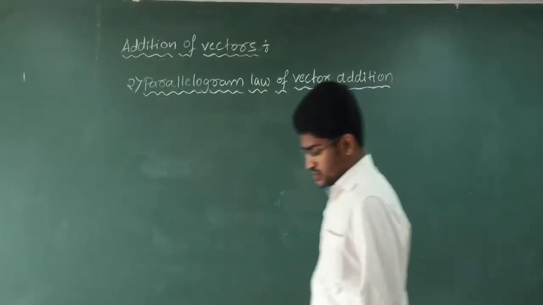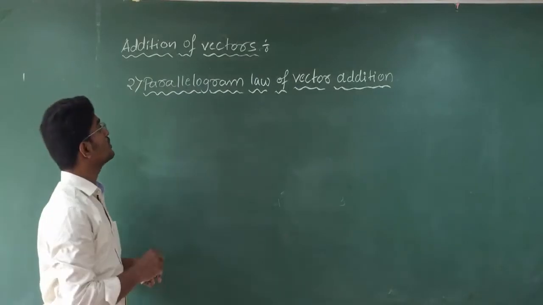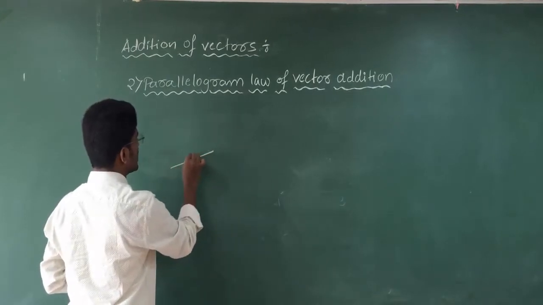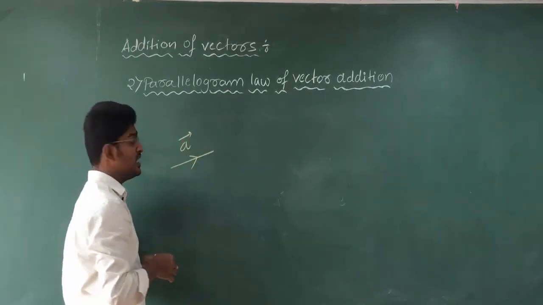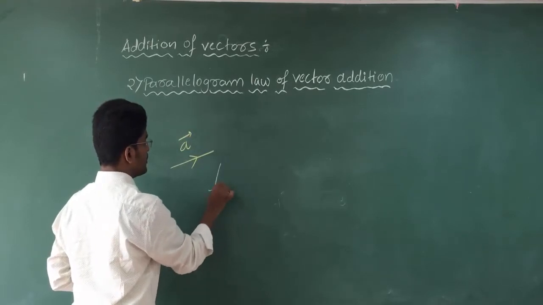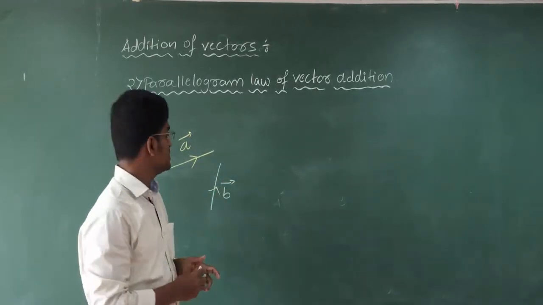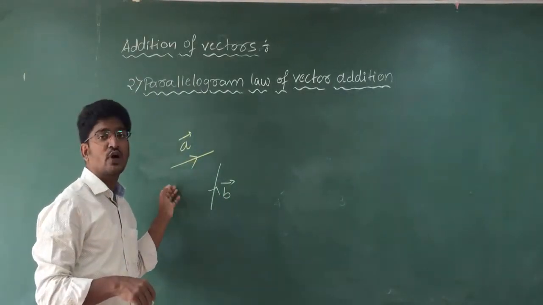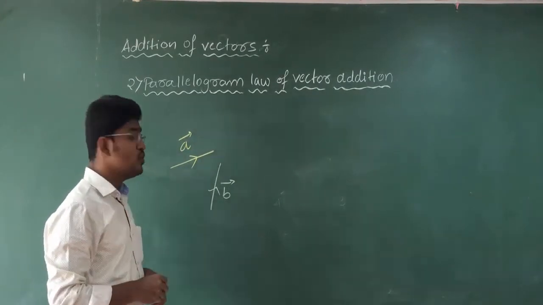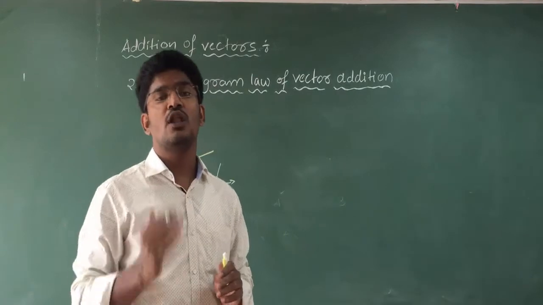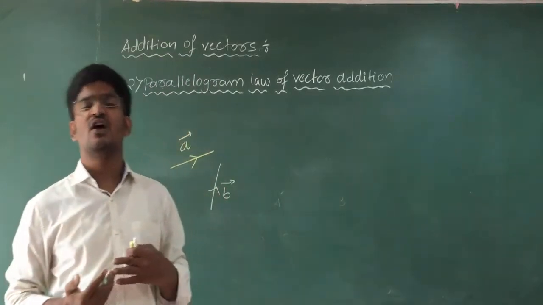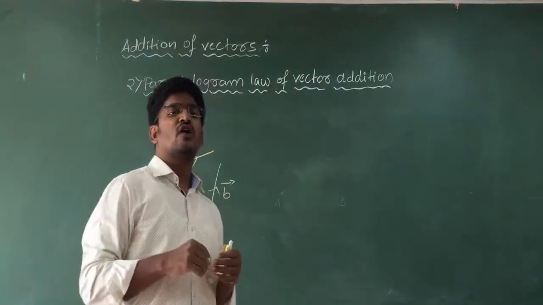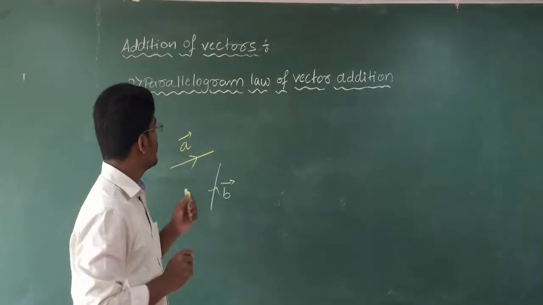Okay students, so now let us move to the parallelogram law of vector addition. So here again you have two vectors, vector A and vector B. Now I want to find the resultant of vector A and vector B. Clear? So to find the resultant, what will I do? Now I will use the parallelogram law. Same as you used the triangle law, now I will use the parallelogram law. Already you know what the triangle law is. Now let us go for the parallelogram law of vector addition.